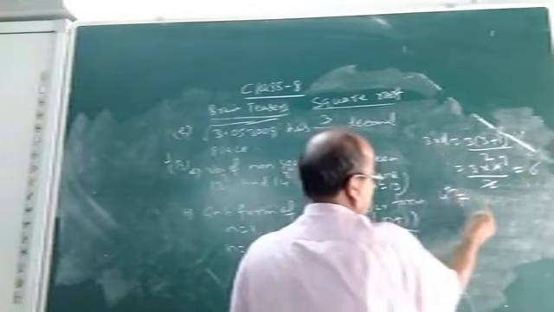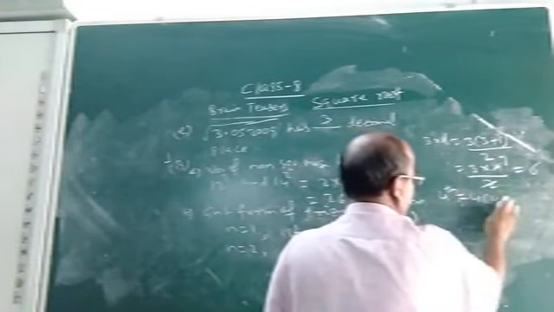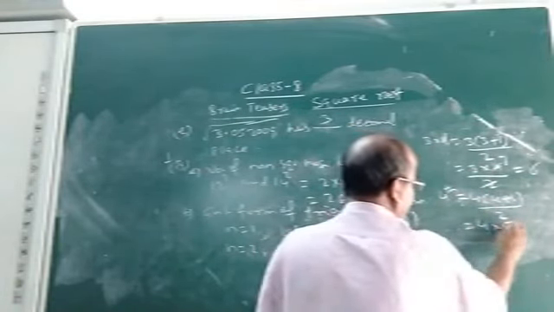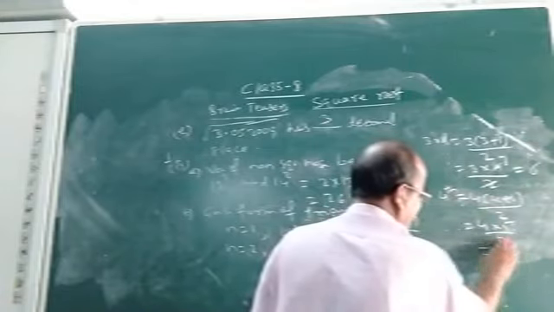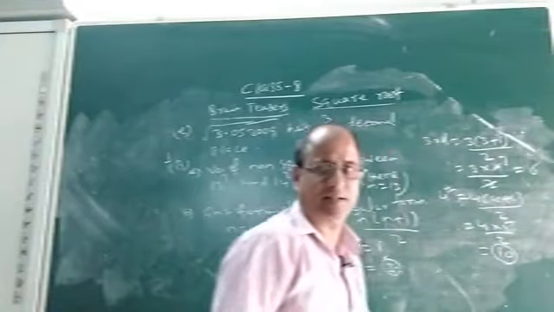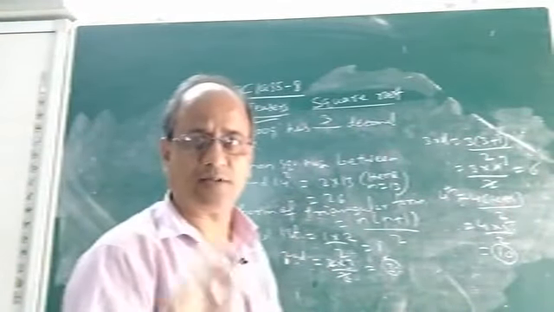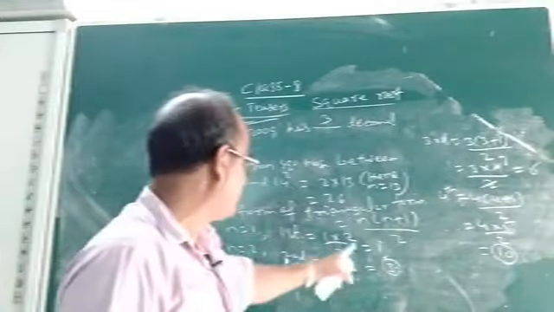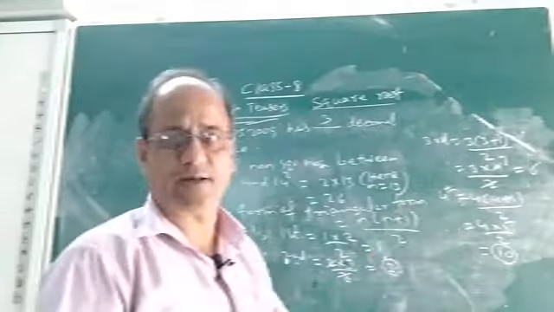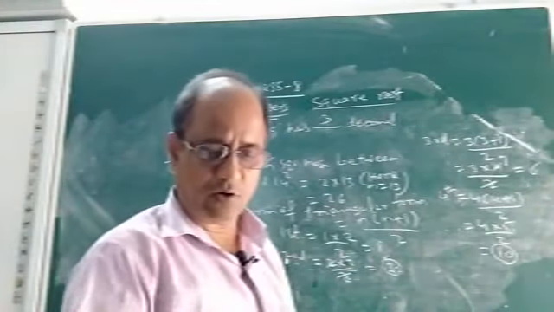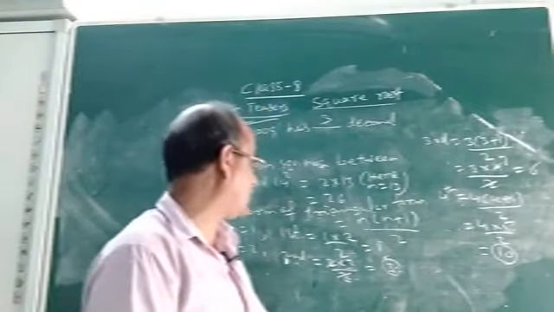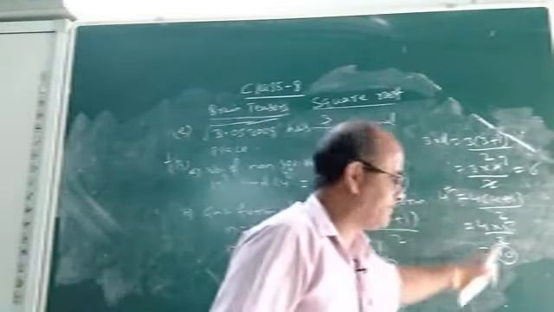Fourth triangular number: 4 into 4 plus 1 by 2. 4 into 5 divided by 2. It will be 10. So 1, 3, 6 and 10. These are the first 4 triangular numbers. You can find any number of triangular numbers provided you remember the general formula, n into n plus 1 by 2, where n is any natural or counting number. So this is answer number B. The first 4 triangular numbers are 1, 3, 6 and 10.